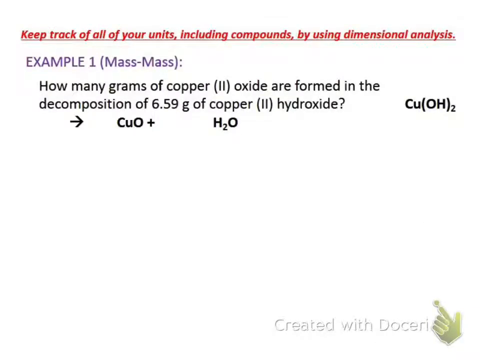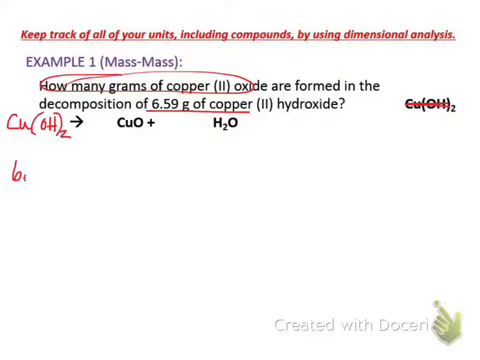All right, let's start with this one. How many grams of copper 2 oxide are formed in the decomposition of 6.59 grams of copper 2 hydroxide? For some reason, on your notes it doesn't do this, but on this one, this really goes over here. So let's move this over here so we can look at it all at once. First step, do I need to balance the equation? No, yay for us. I'm going to start with what they gave us, and I'm looking for copper 2 oxide. So 6.59 grams of copper 2 hydroxide.